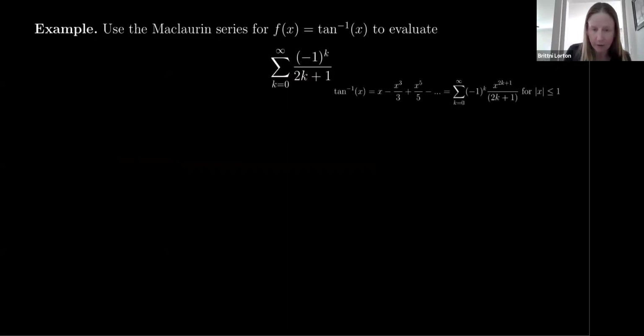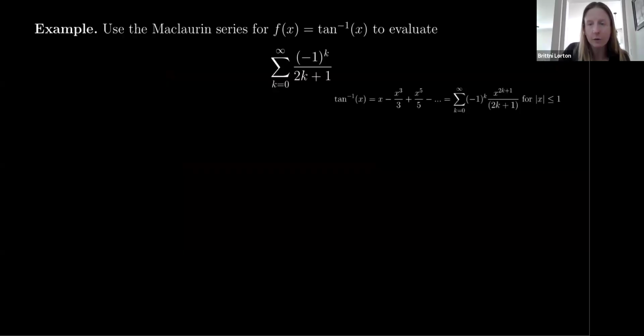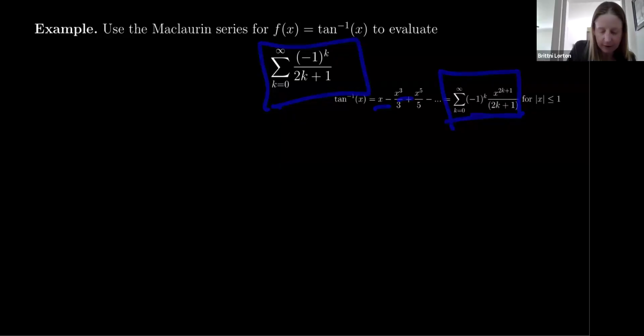This is what I know. I know that tangent inverse of x is equal to this infinite polynomial, which looks kind of close to my question. Tangent inverse of x is the sum of -1 to the k, x to the 2k plus 1 over 2k plus 1. My question looks identical, but without an x. So what should I make my x be to make that series match this? If x were 0, it wouldn't be matching, because everything would be 0. But if x was 1, then that series in my tangent inverse series would match my question. So let's write that down.